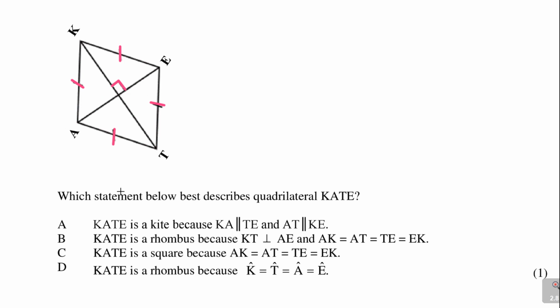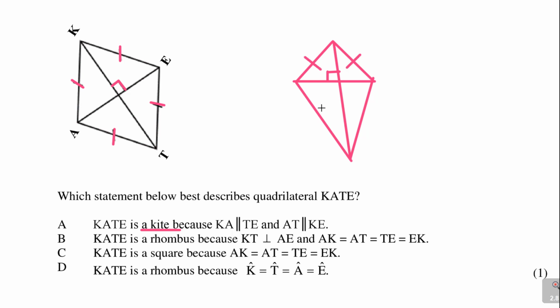So when the diagonals are perpendicular, what are they telling us? KATE is a kite, because KA is not a kite. When you're drawing a kite, the diagonals are at 90 degrees, but it's only this side equal to this side and that side equal to this side. So that is a kite.